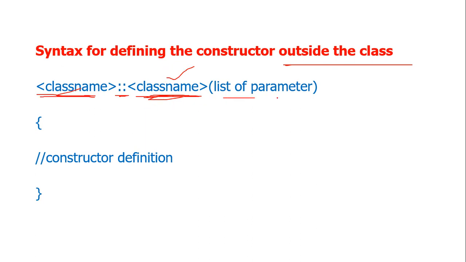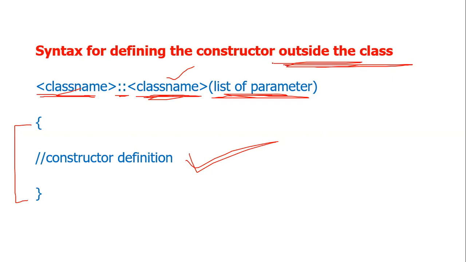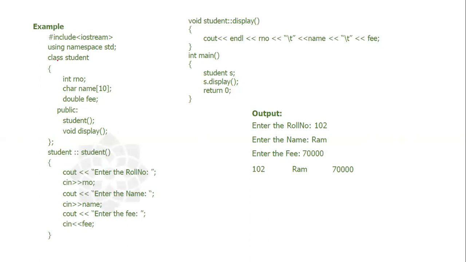And if your constructor has any parameters, you have to give the list of parameters here. And within open and close braces, you can define the constructor definition. You should remember this must be outside the class definition, right? Yes. Let us see the example, the same example.